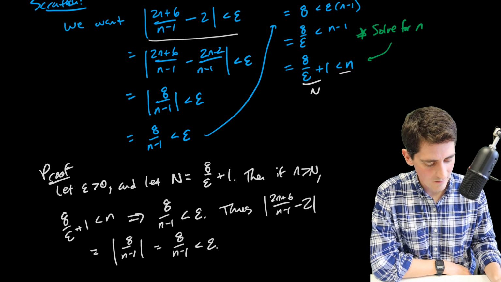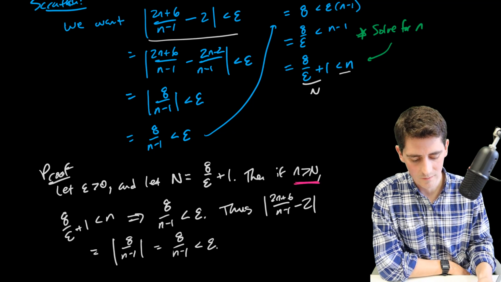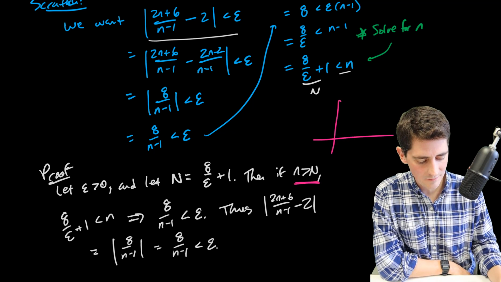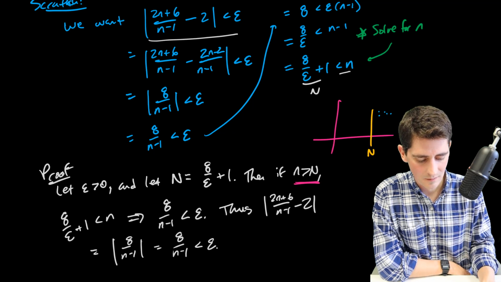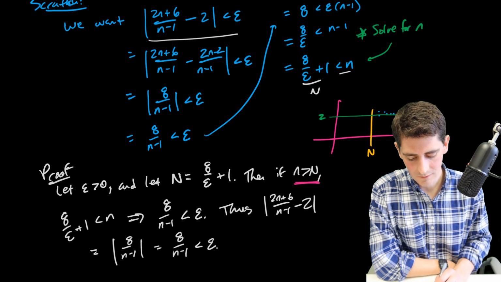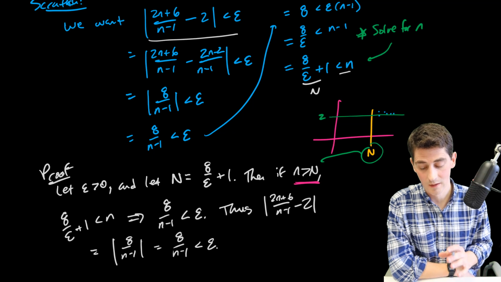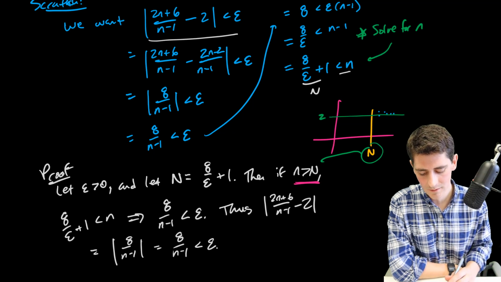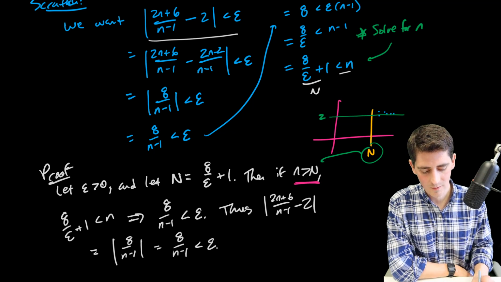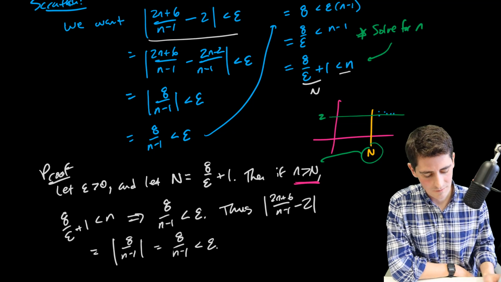So here, again, what this means, and it takes a little while to see it, but remember my graph, once I get past this capital N value, all my sequence terms are going to have to be really close to my limit value, which in this case is 2. So we showed that as long as I get past that point, and that point here is 8 over epsilon plus 1, then all of my sequence terms are going to be very, very close to the value 2. They're going to be within epsilon away from the value of 2.